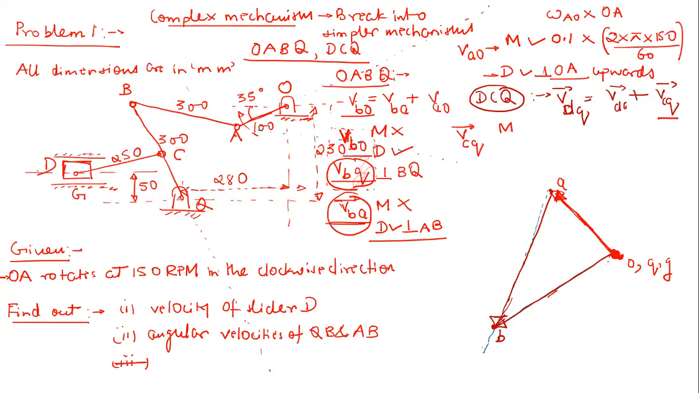Okay, so let me mention an important thing. This point C is a common part of this mechanism OABQ and mechanism DCQ. It is common to both the mechanisms, right? So that means if we somehow obtain the velocity diagram for OABQ, then we can find out the velocity of this point C, right? Because this point C is common to both the mechanisms. So that means this point C has to do something with the velocity diagram of OABQ, right? So now just tell me, is it possible to find out the magnitude of this VCQ vector? Again, think about this.